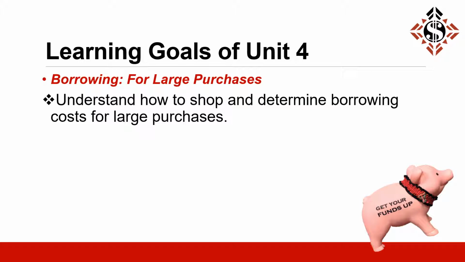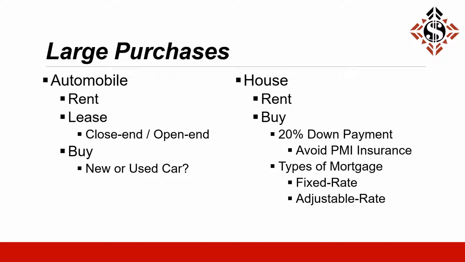The learning goal of this unit is to understand how to shop and determine borrowing costs for large purchases. For most people in the United States, the largest purchases in life are automobiles and houses. Before you make this large purchase, you need to first decide whether purchasing is the best option and whether you can afford that purchase. Let's take automobiles as an example.